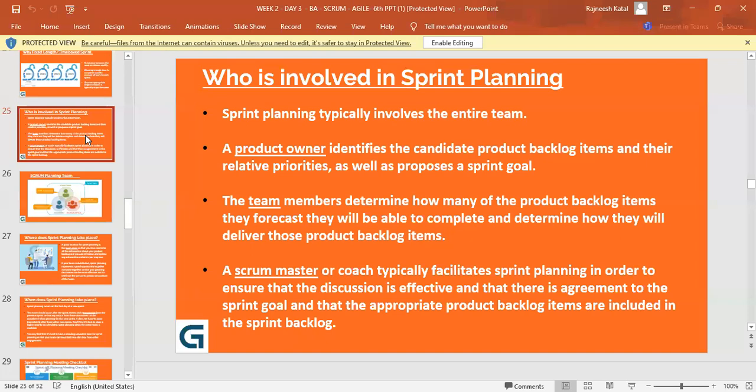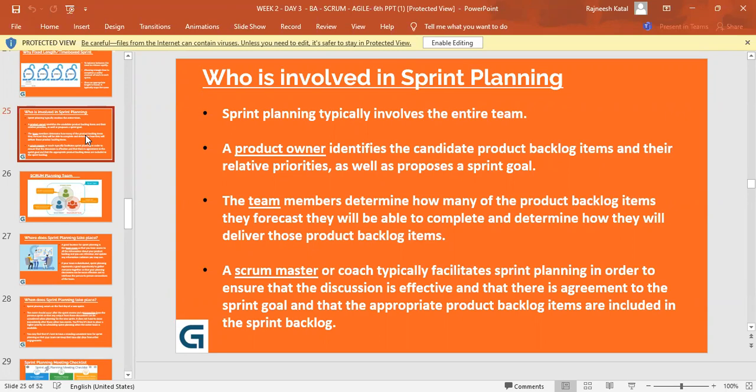Next one is the team members determine how many of the product backlog items they can focus on. They will be able to complete and determine how they will deliver those product backlog items. Okay, Akhil. A Scrum Master or coach typically facilitates sprint planning in order to ensure that the discussion is effective and that there is agreement to the sprint goal and that the appropriate product backlog items are included in the sprint backlog.